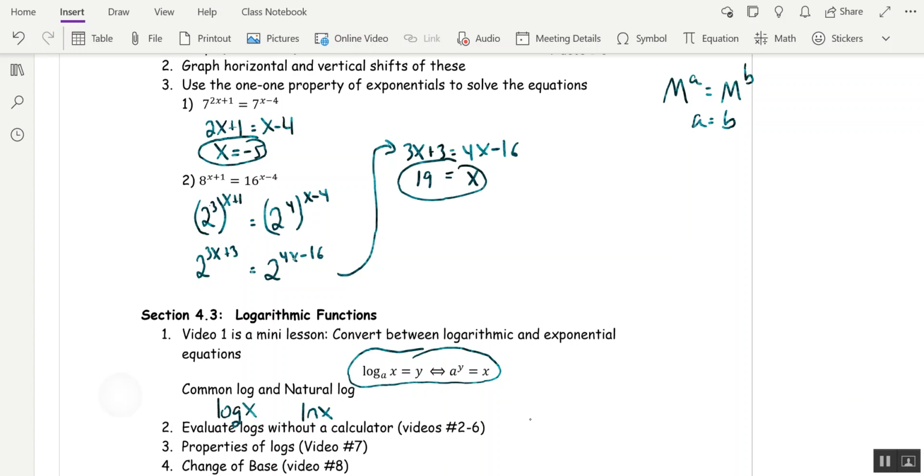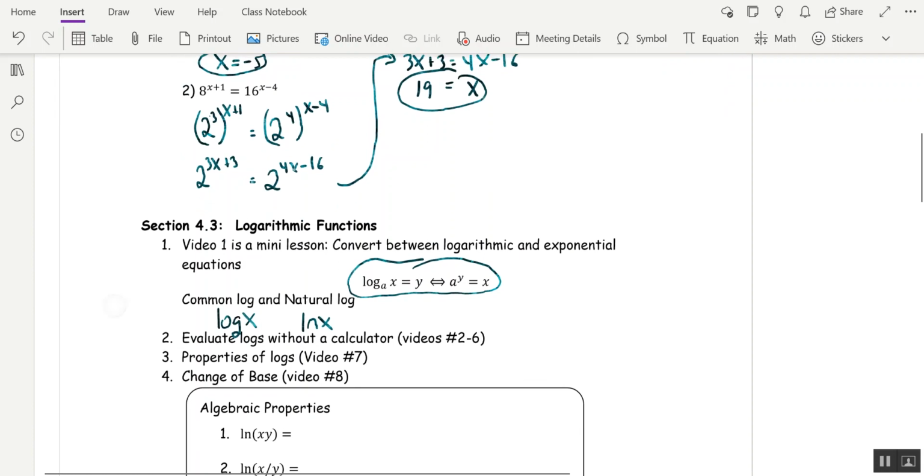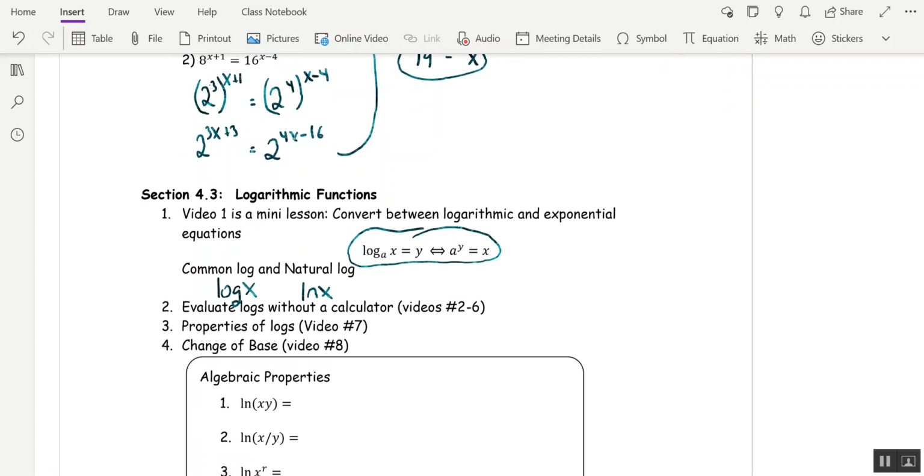2 other things in this section. Properties of logs. Video 7. Now we're going to do properties of logs again next week, but this is just an introduction to the properties of logs and change of base.